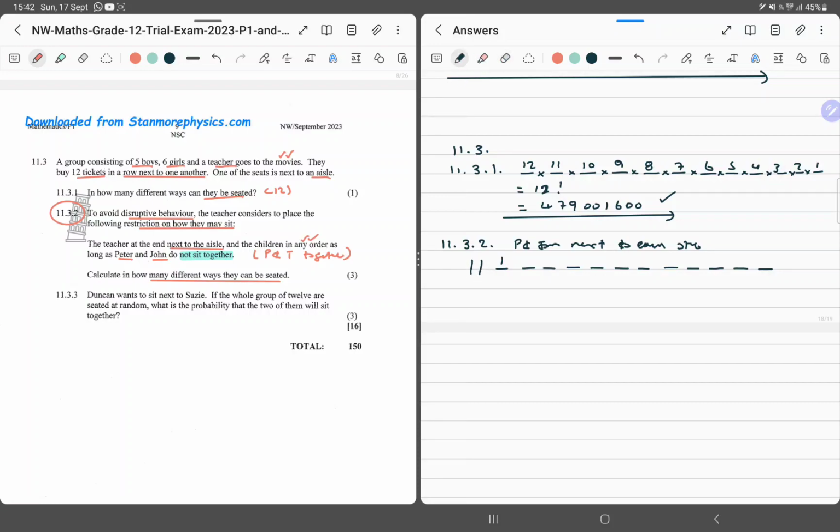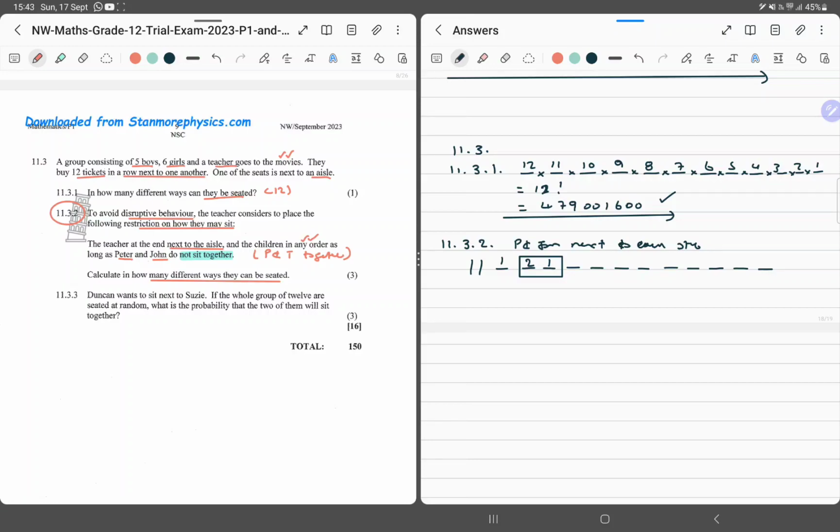Okay. Now these guys, we are saying Peter and John must be next to each other. So let's say we are taking this position here. So there's two of them. It can be either John or Peter. And once you place one on the other seat, there's only one option left. So they essentially make up a 2 factorial.